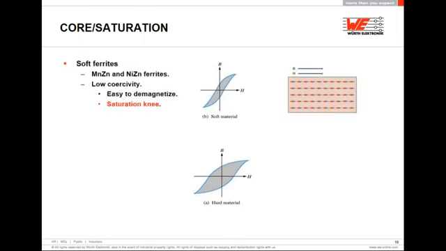With this in mind, let's analyze soft ferrites, which have low coercivity, meaning that they are easy to demagnetize. An example of this soft ferrite would be manganese zinc and nickel zinc. You can see the behavior of this type of cores in the following animation. It visually shows how easy it is to demagnetize this material.